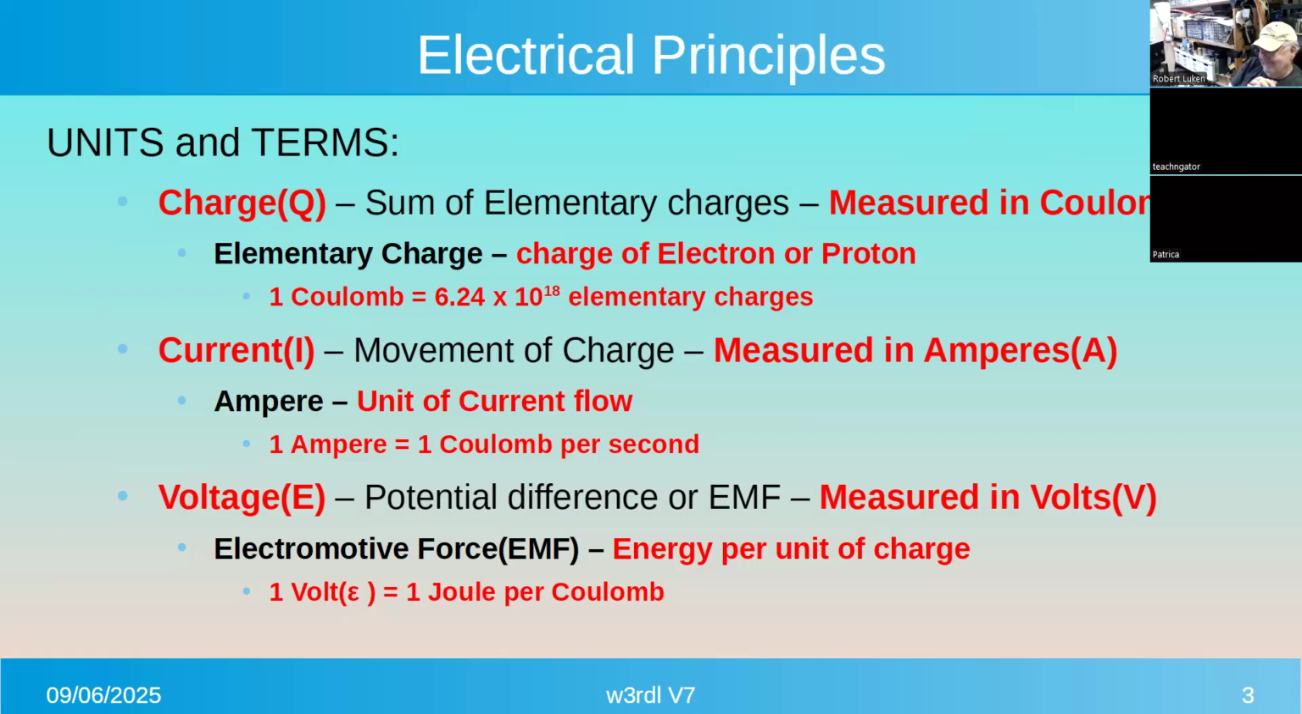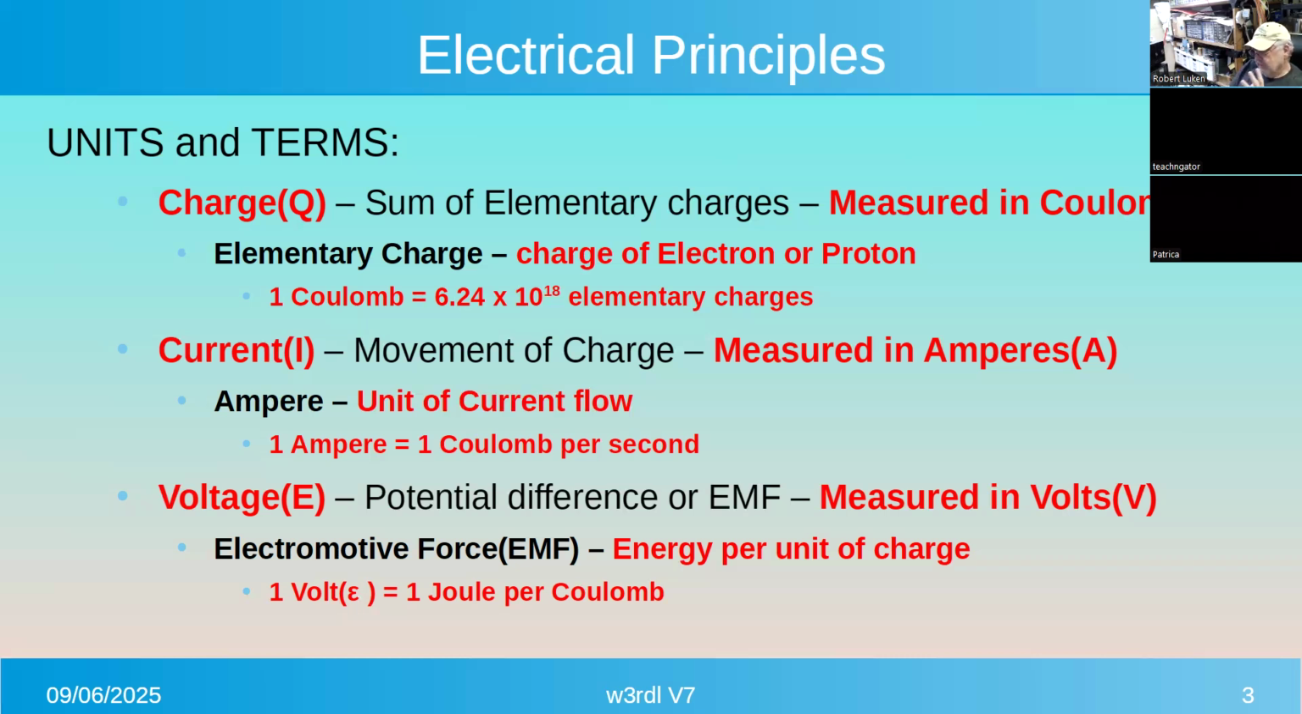It's a billion billion. Voltage we call electromotive force. That's why we use the symbol E. And we measure that in volts. That is the amount of energy per unit of charge, and it's equal to 1 joule per coulomb.